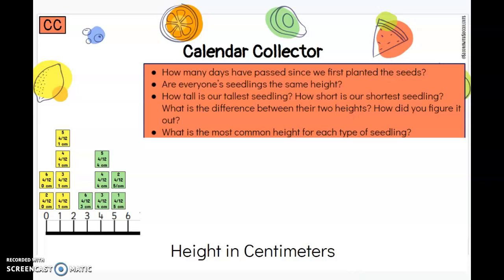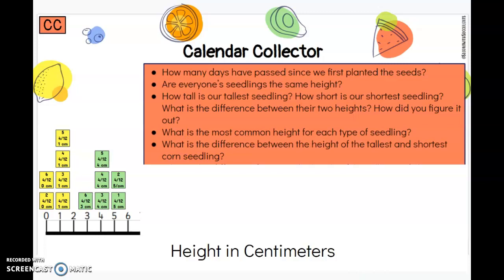What is the most common height for each type of seedling? Or the height that you see the most? Show a connection if you're thinking 1 centimeter for corn and 4 centimeters for peas. That's good thinking. These are the most common heights because we see them the most. There's 4 of our corn seedlings that are 1 centimeter and 3 of our pea seedlings that are 4 centimeters.